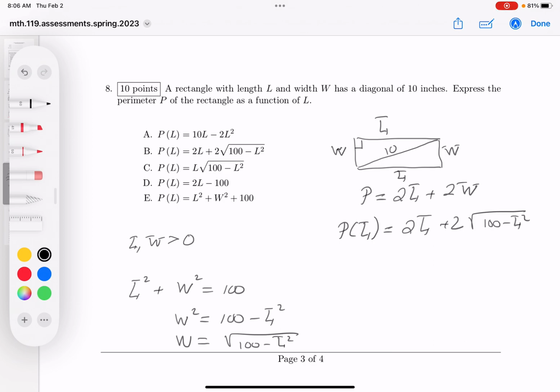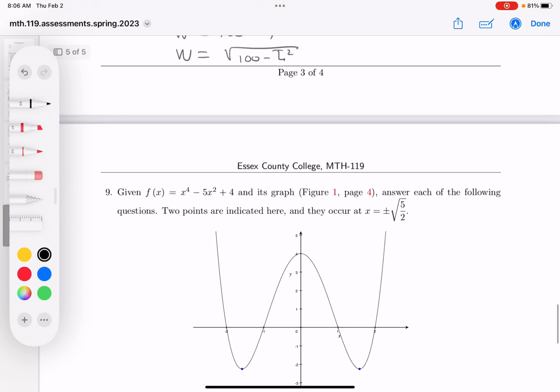All right, look at the choices, and you're going to look around for that. And do I see that? I do. And where do I see that? Right over here. So the correct choice would be B, because it's what I just derived, which is 2L plus twice the root of 100 minus L squared. All right, let's go to number 9.